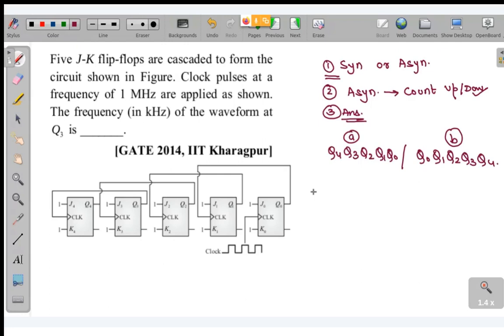So what is the answer? Kilohertz. So always remember to check whether the answer is asked in kilo or mega. I once made a mistake in 2020 when I appeared for GATE. So 2 marks were lost.